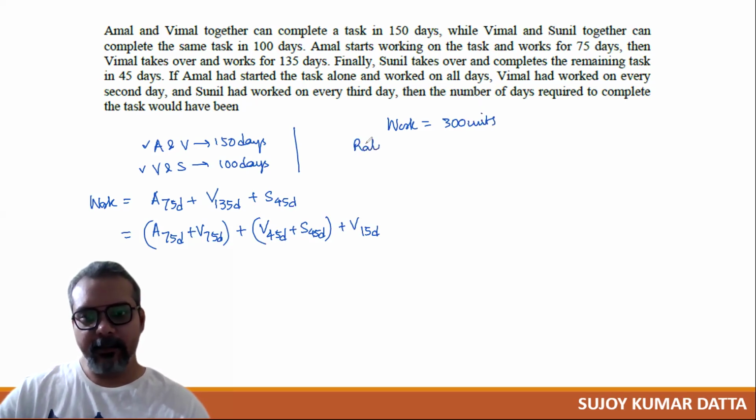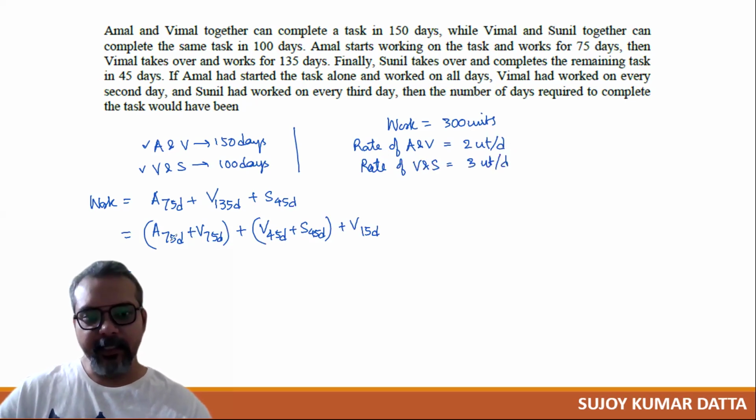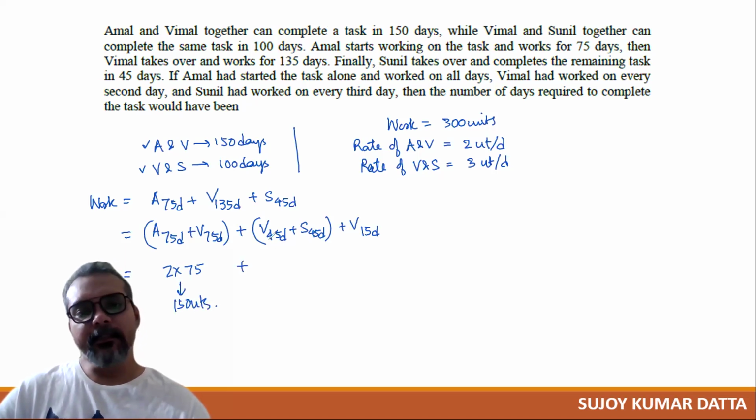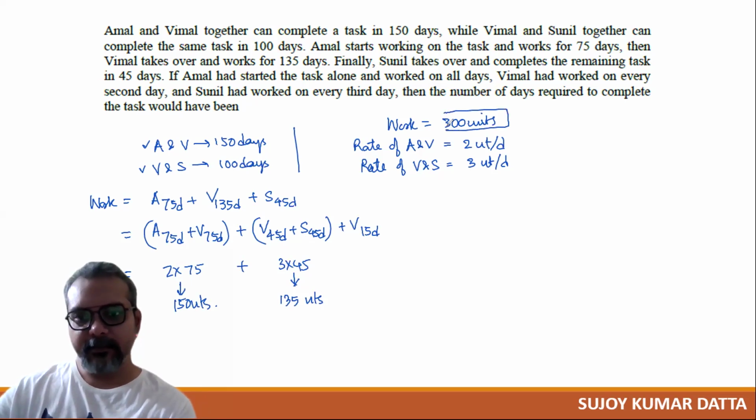So the rate of working of A and V together would be 300 over 150. So that is 2 units per day. And the rate for V and S would be 300 over 100. So that's 3 units per day. So over here, when A and V work for 75 days, it is 2 times 75, 150 units complete. Here, 45 days, 3 units per day. So 3 times 45, that is 135 units complete. So that makes 285 units done out of the 300 units that we have.